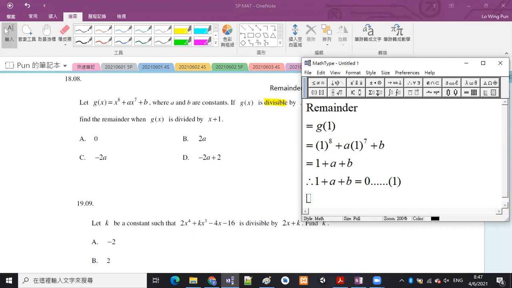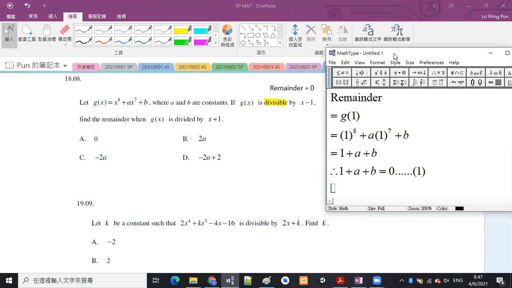Have you done the 18.08? Okay. So g(x) is a function, and then we have the formula of g(x). It's normal. Okay, and then g(x) is divisible by x minus 1. Divisible by x minus 1, so the remainder is equal to 0. So we need to calculate g(1). g(1) is calculated by this formula. It becomes 1 plus a plus b. This is the remainder. And because of this keyword, I put this remainder to be equal to 0.